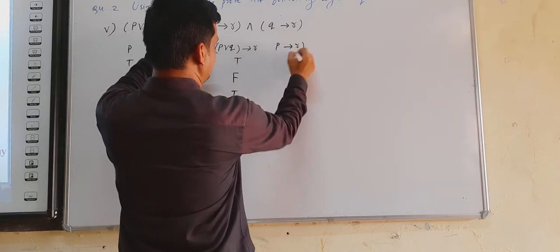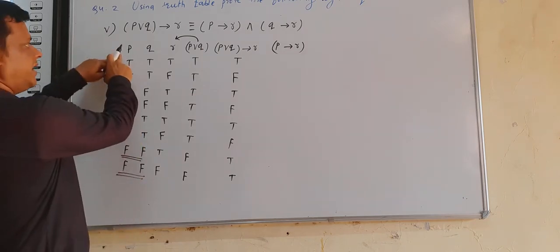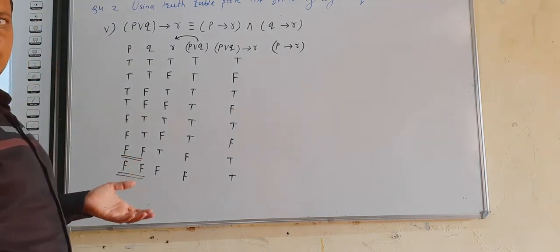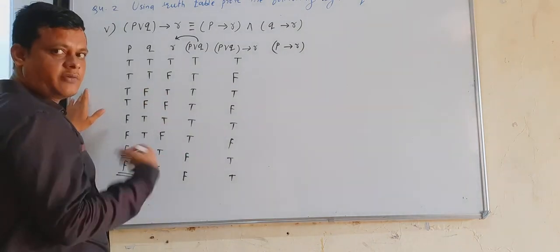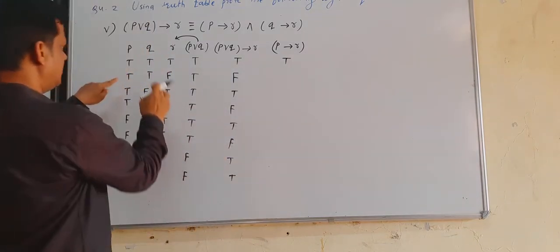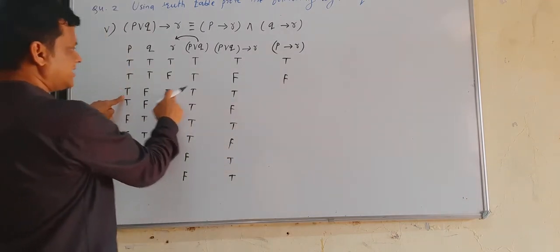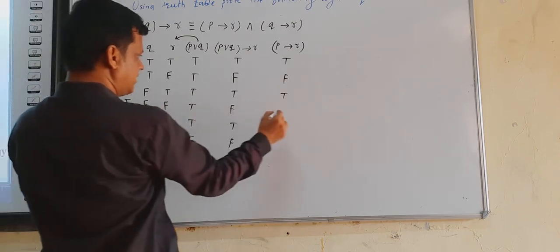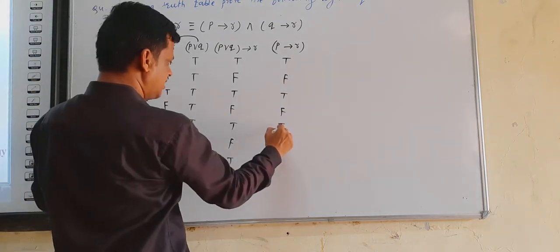P implies R. So the first statement is P, the second statement is R. Again, by using the truth table for implication, if both the entries are the same, then its result is true, otherwise the result of the second statement. Same entries, so the result is true. Not the same entries, the second statement result is false. Entries are same, therefore its truth value is T. Entries are not same, the result of the second statement is F.